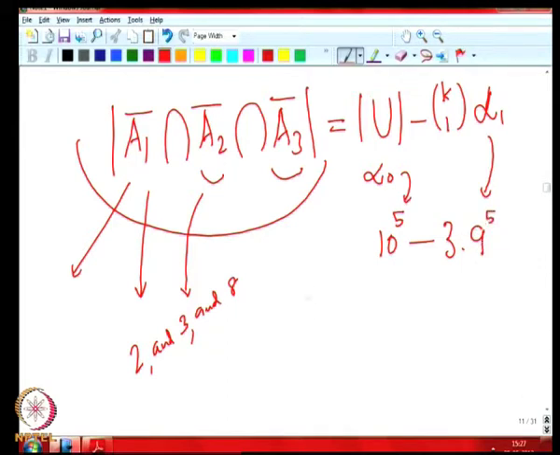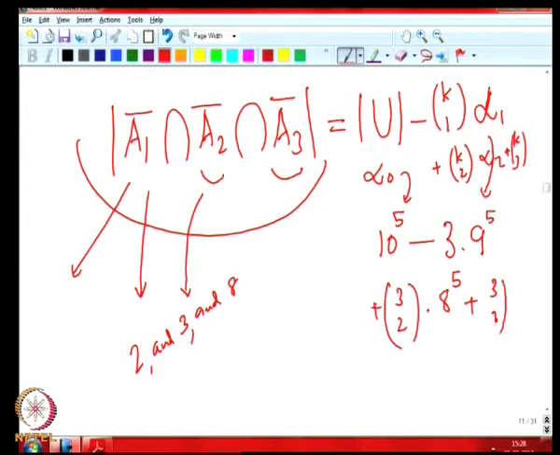And then next is plus k choose 2 into alpha 2, for every pair, right. K choose 2 is 3 choose 2, which is again 3. We can write it as 3 into 8 raised to 5, because alpha 2 is 8 raised to 5, we have already seen that. And finally, we will get k choose k, so 3 choose 3 into alpha 3, right. Alpha 3 is 7 raised to 5, as we have seen, right. So, this will be the answer.